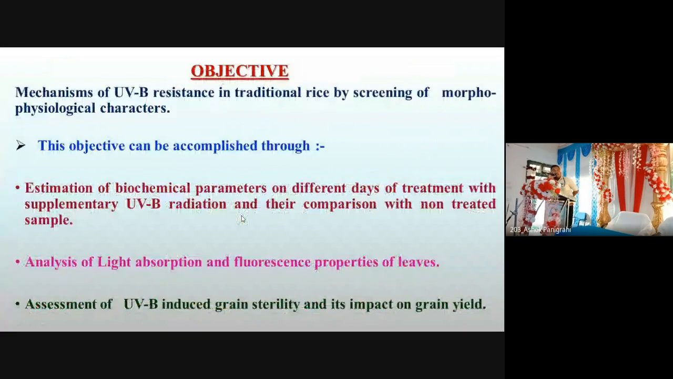So the aim of my objective is to identify the particular mechanism of UVB resistance in traditional rice cultivars by morphophysiological characters and also various analyses like biochemical, phytochemical and absorbance fluorescence analysis. And finally, the assessment of UVB induced grain sterility and its impact on the grain.